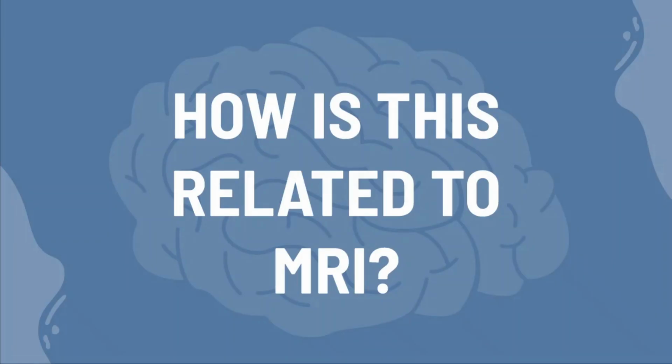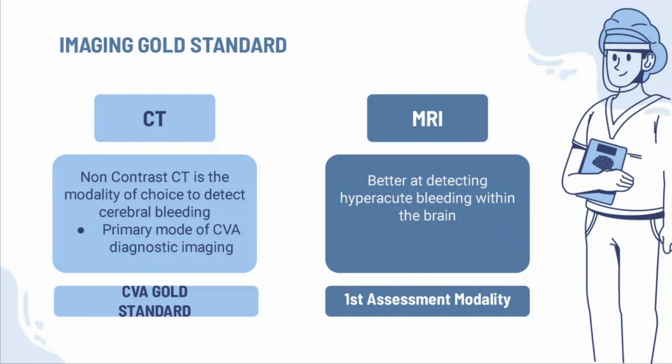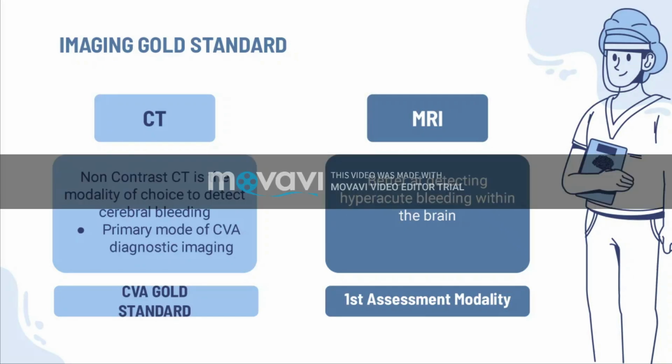So, how is this related to MRI? In order to differentiate between ischemic and hemorrhagic strokes, a non-contrast head CT or MRI is used to determine the size and location of the stroke. Each has its own advantages and disadvantages, but CT remains the most widely used neuroimaging technique for evaluating patients with suspected strokes, while MRI is mainly used in the assessment of patients.